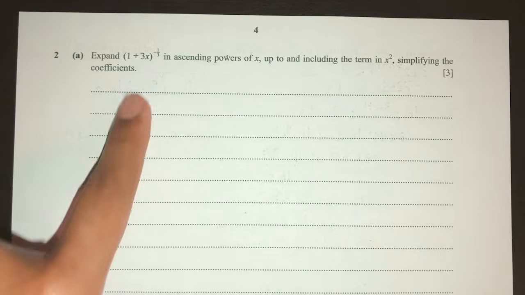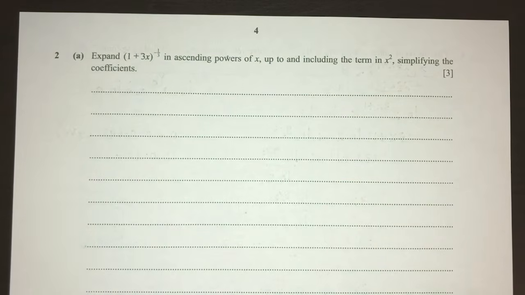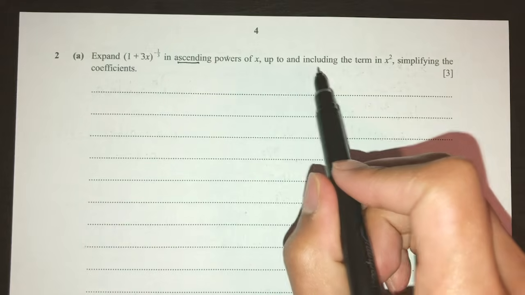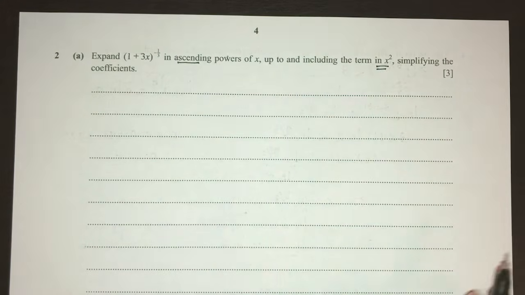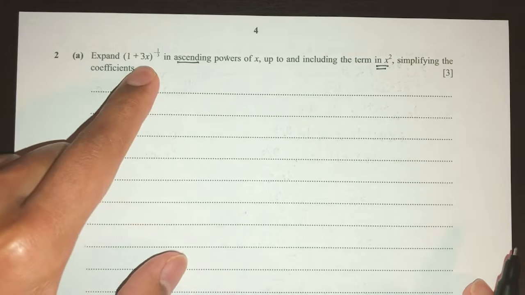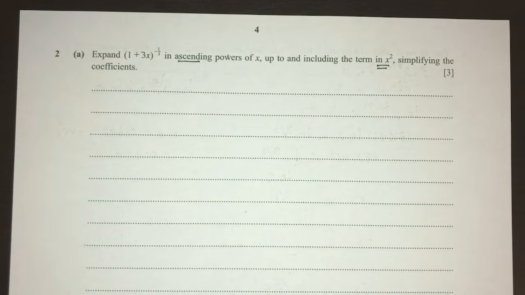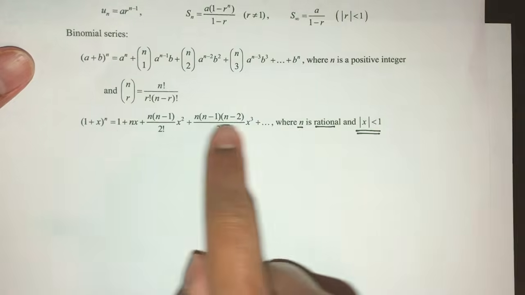So we have to expand this in ascending powers of x up to and including the term in x squared. So we only need until x squared. Now to expand this, you have your formula to help you with that. If you don't know, go back to your formula sheet and you will see something like this to help you expand this.